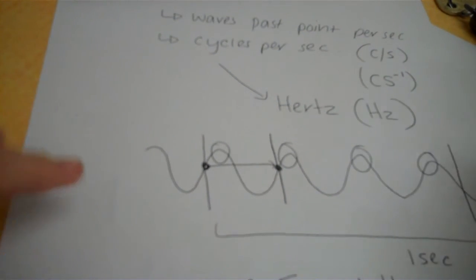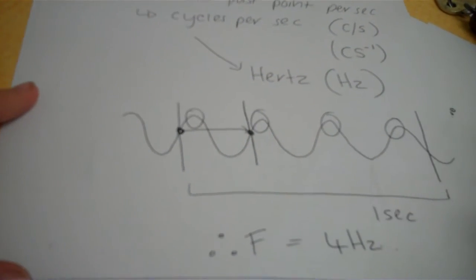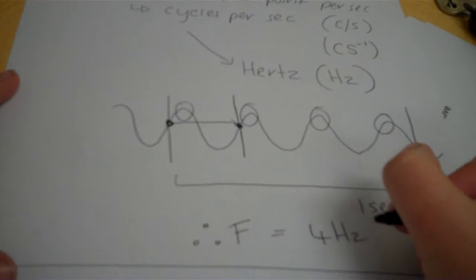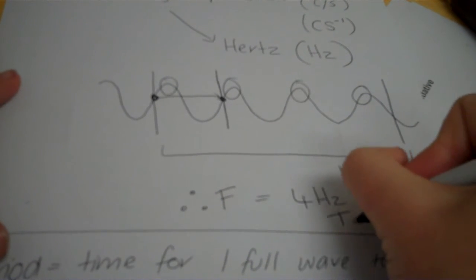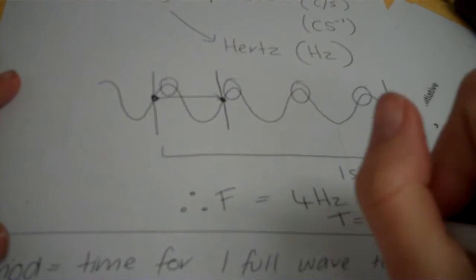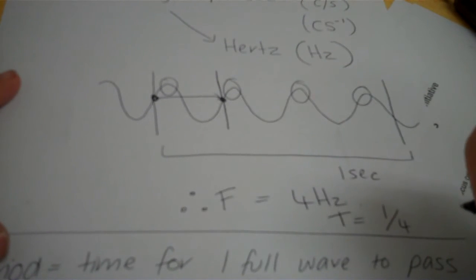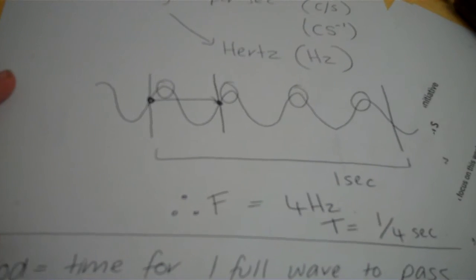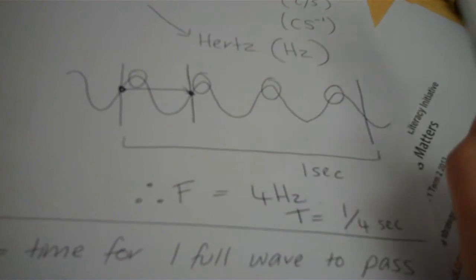If we went back to this example over here, we said that the frequency was 4 hertz. Therefore, T equals 1 divided by 4. Nice and easy. Seconds. Beautiful. That's all we're going to do today.